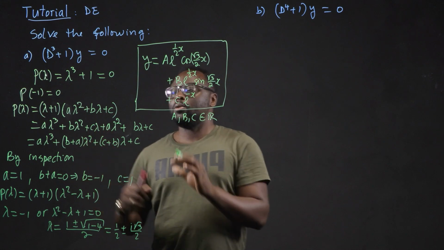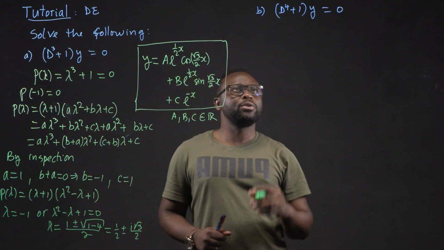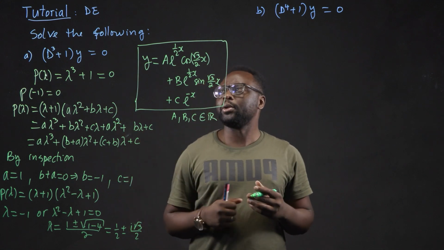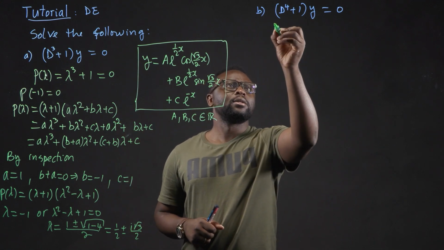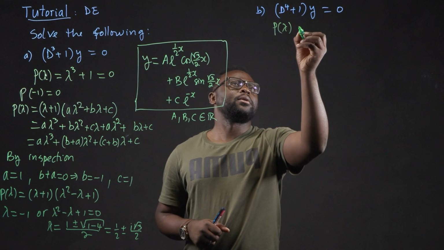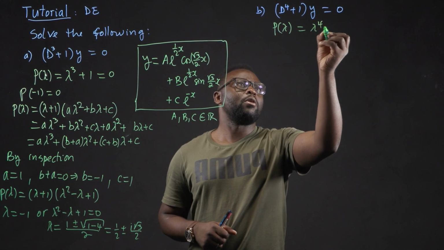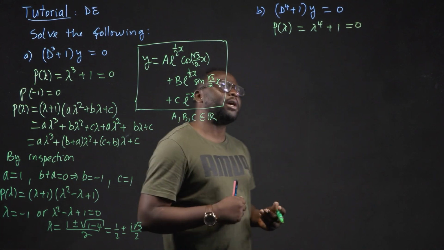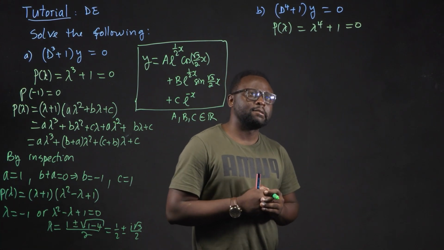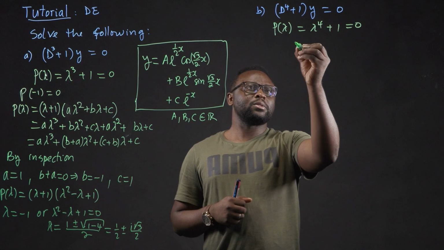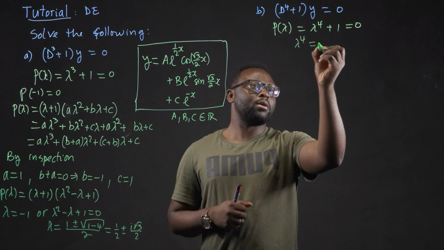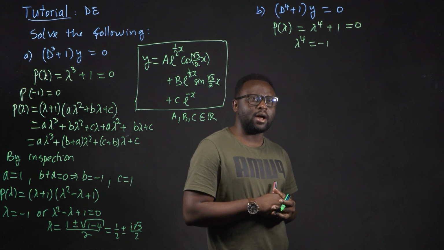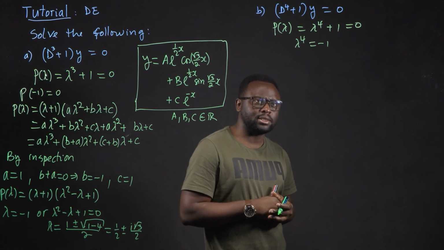Once we finish with this, let's move to the second example. For the second example, we also start with the auxiliary polynomial. So p of lambda is lambda to the power 4 plus 1, and this is equal to 0. We want to find the root of this polynomial. If I want to solve this, I will say lambda to the power 4 is equal to minus 1. Is it easy to solve this? I don't think it's that simple.